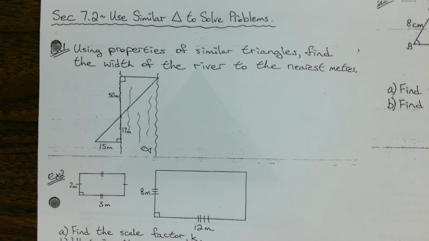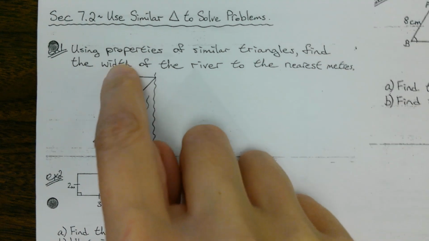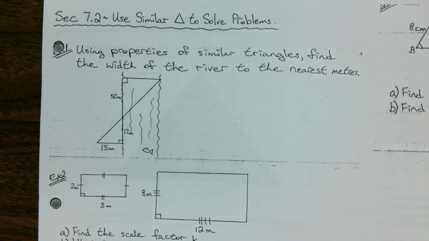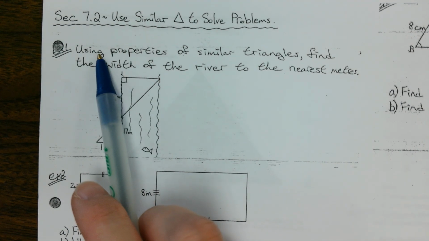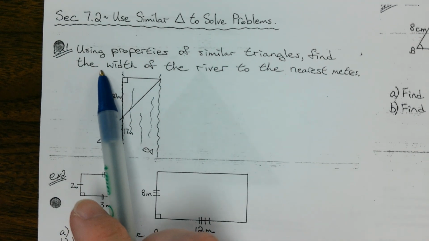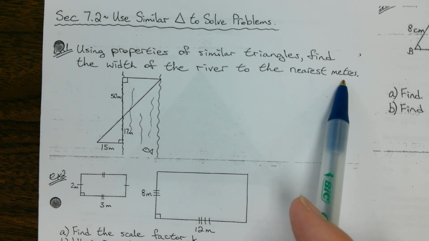Okay, so we're going to use similar triangles to solve problems. To use similar triangles, we use the properties of similar triangles. How many triangles do you need? At least two, right? Do you see two triangles here? Yes, so one right here and one right here. Those are the two triangles you want to use to compare to figure out what you want to solve for. So using the property of similar triangles, find the width of the river to the nearest meter.